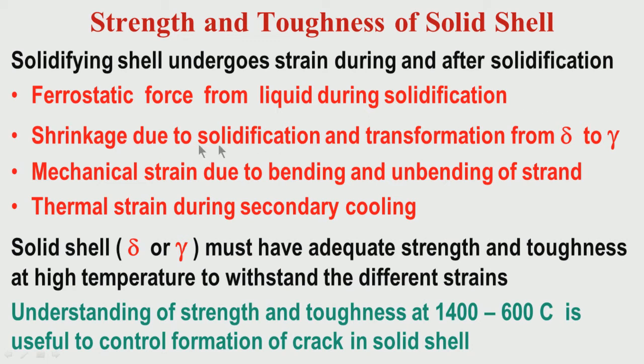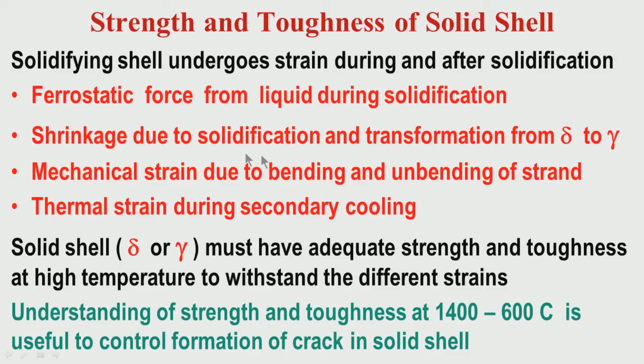So this ferrostatic force from liquid steel during solidification is one important reason for generating strain and force on the solid shell. Next is the shrinkage due to solidification. Whenever there is solidification, from liquid, solid is forming, whether it is delta or gamma, there will be shrinkage. The extent of shrinkage is different for delta or gamma, nevertheless there will be shrinkage. So shrinkage due to solidification is one aspect which will generate some strain and force on the solid shell.